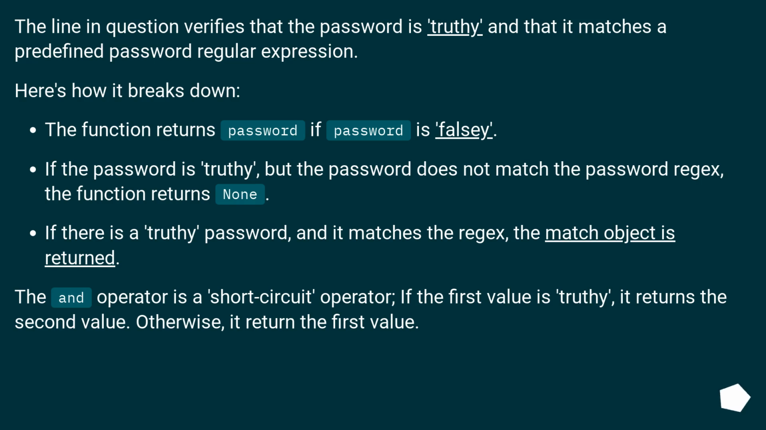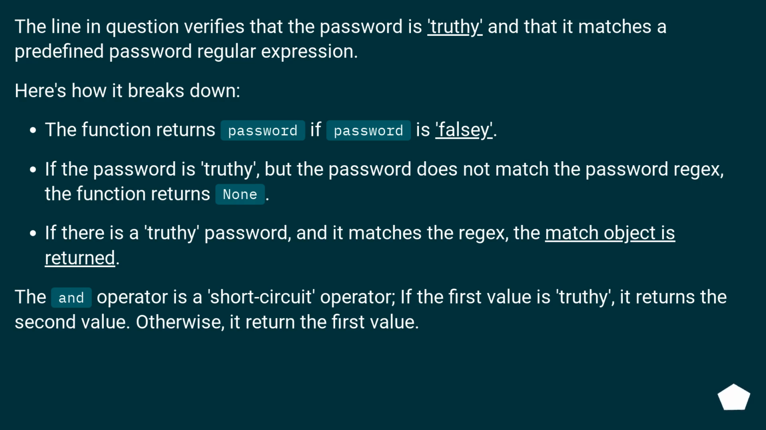The line in question verifies that the password is truthy and that it matches a predefined password regular expression. Here's how it breaks down. The function returns password if password is falsy. If the password is truthy, but the password does not match the password regex, the function returns None. If there is a truthy password, and it matches the regex, the match object is returned.